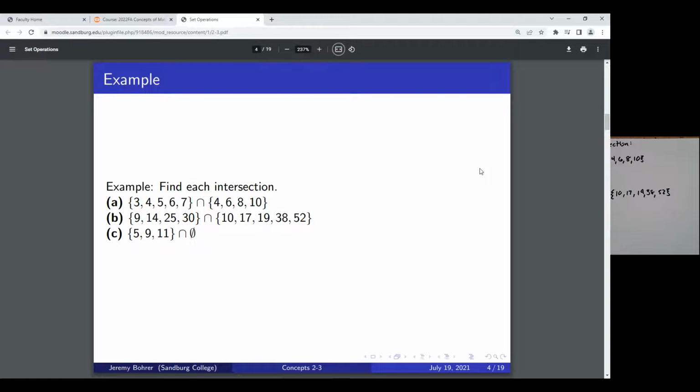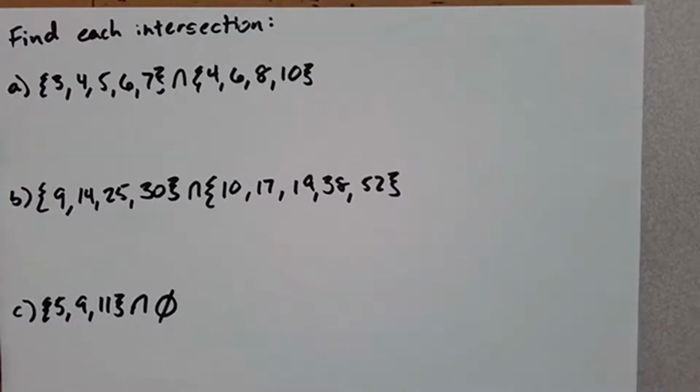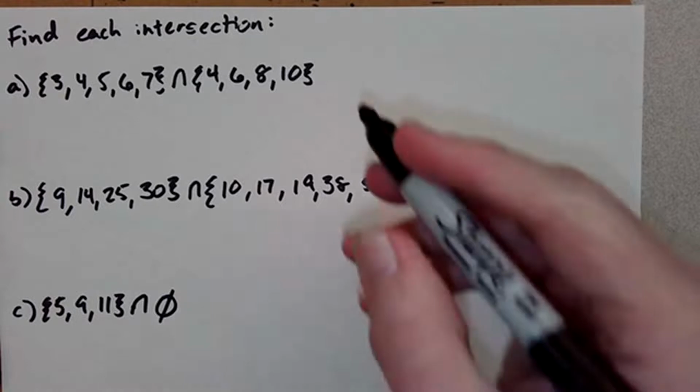In this video, we're going to look at the examples in section 2.3. We're starting here with this example on page 4, which asks us to find the intersections of these sets. So starting with these first two sets, we're asked to find the intersection of the set that includes 3, 4, 5, 6, and 7, and the set that includes 4, 6, 8, and 10.